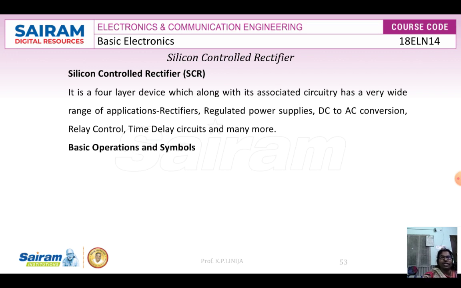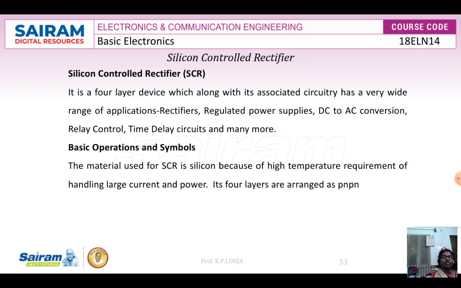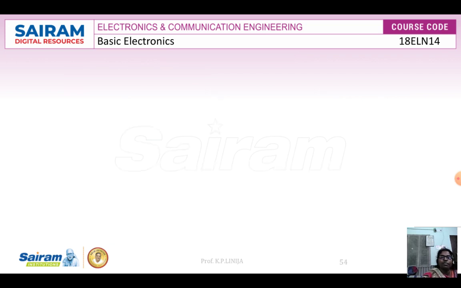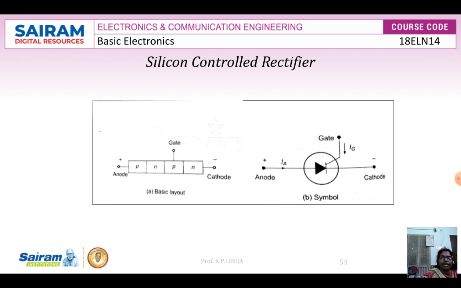Let us see the basic operations and the symbols. First, the material used in SCR is nothing but silicon. Why do we use silicon here? That is because of the high temperature requirement. SCR has high temperature handling capability, so it can handle large current as well as large power. This SCR has 4 layers arranged as PNPN, as you can see in the diagram.